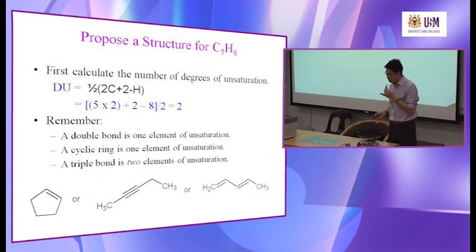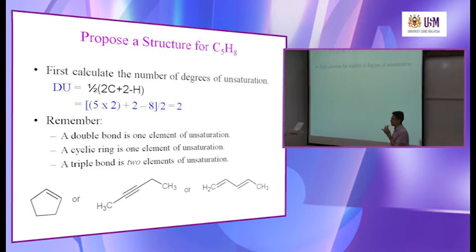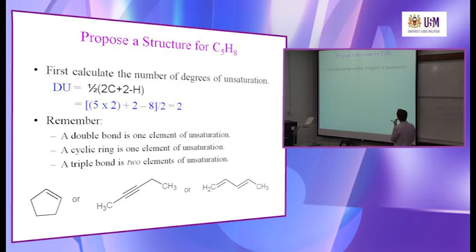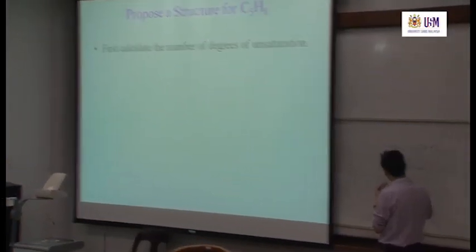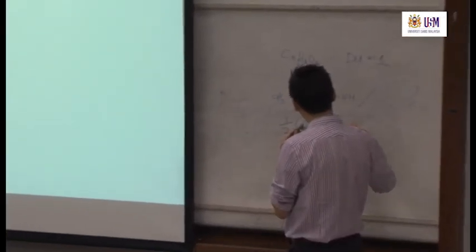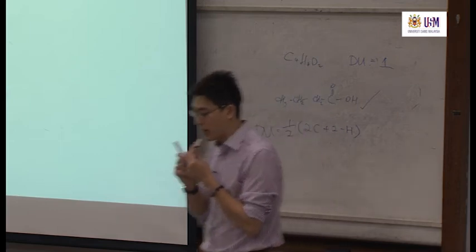We have more examples. Like this one, propose a structure for C5H8. Now let's do this exercise together. Do it now, I want you to show your answer. You are given a molecular formula C5H8. Very simple, never mind, we start with something simple first. First, calculate the degree of unsaturation. Still remember the formula? Half of 2C plus 2 minus H. This is the DU formula. Please do it now, everyone.